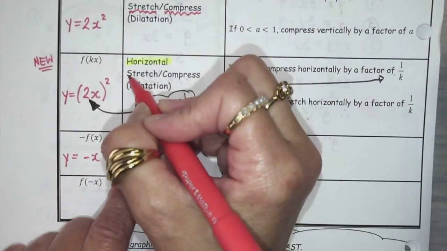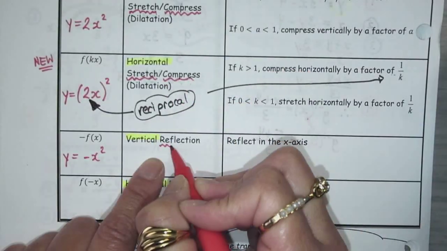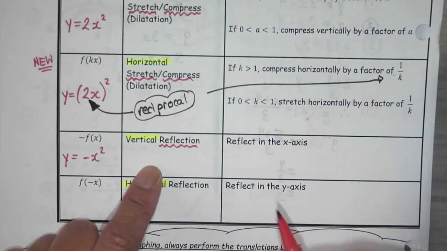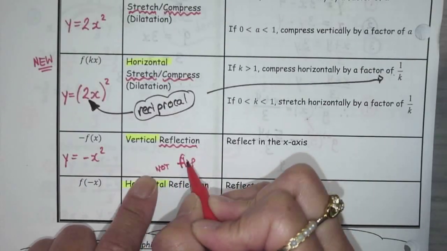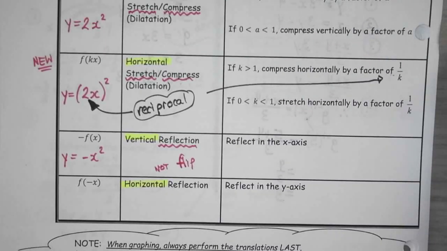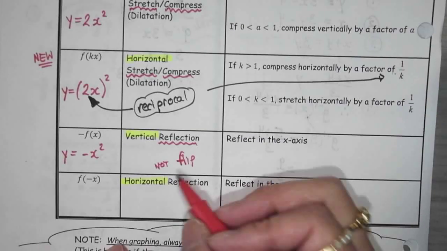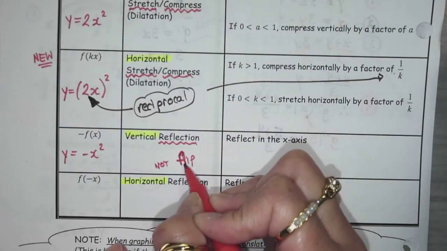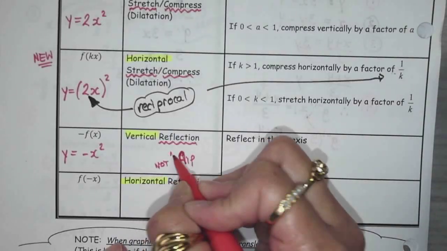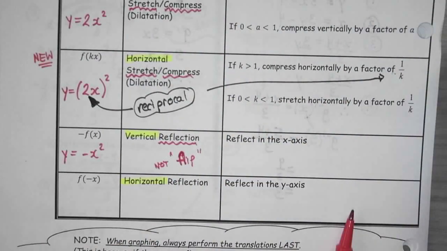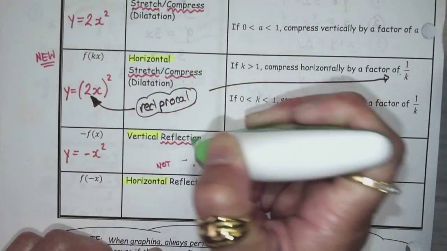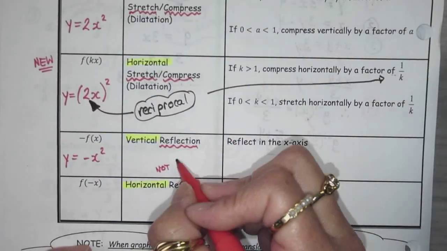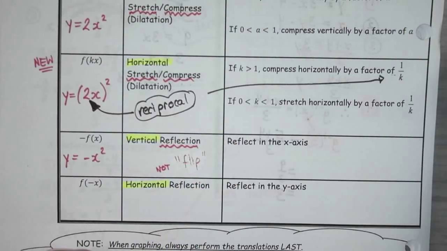And these are the key words. I need you to use reflection, not flip. Don't say flip, right? Because flip sounds like you're flipping someone off. So don't say flip, say reflection. Flip is too casual. Does that make sense?